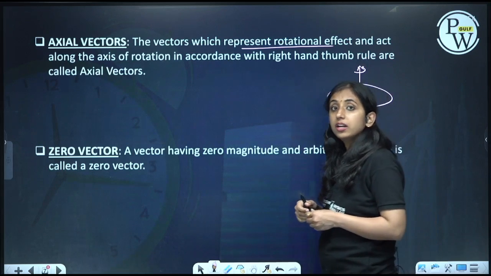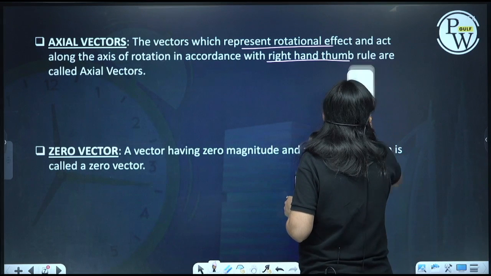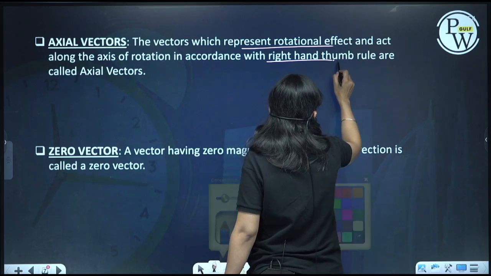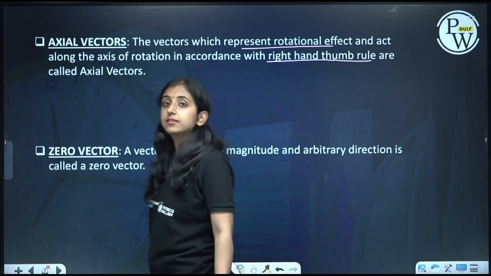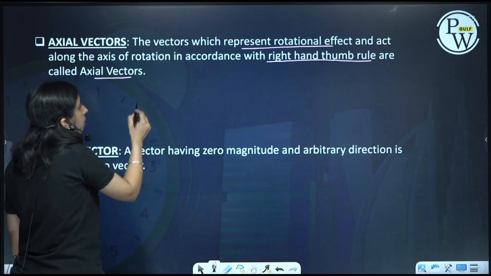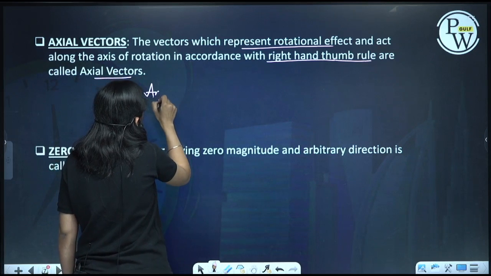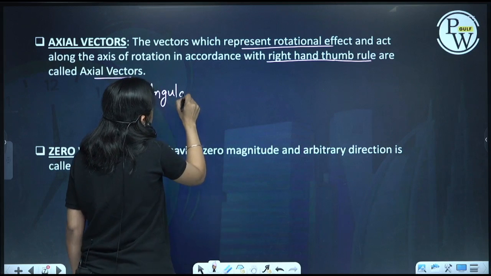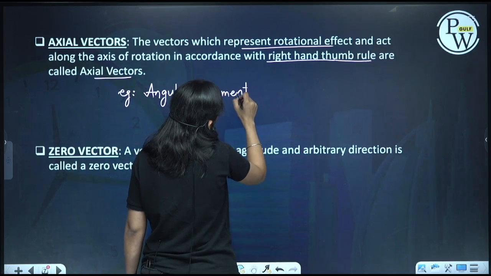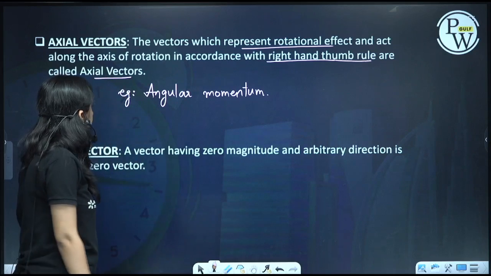And how do we show their direction? We show their direction according to the right hand thumb rule. Such vectors are called axial vectors, okay. An example of an axial vector is angular momentum. Okay, this is an example of an axial vector.